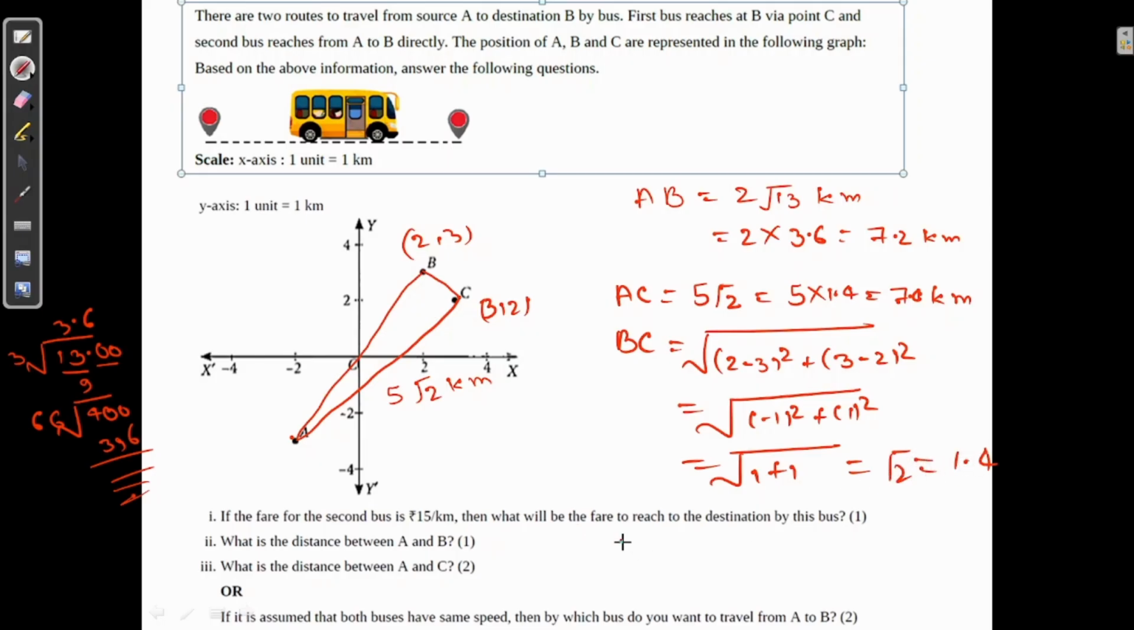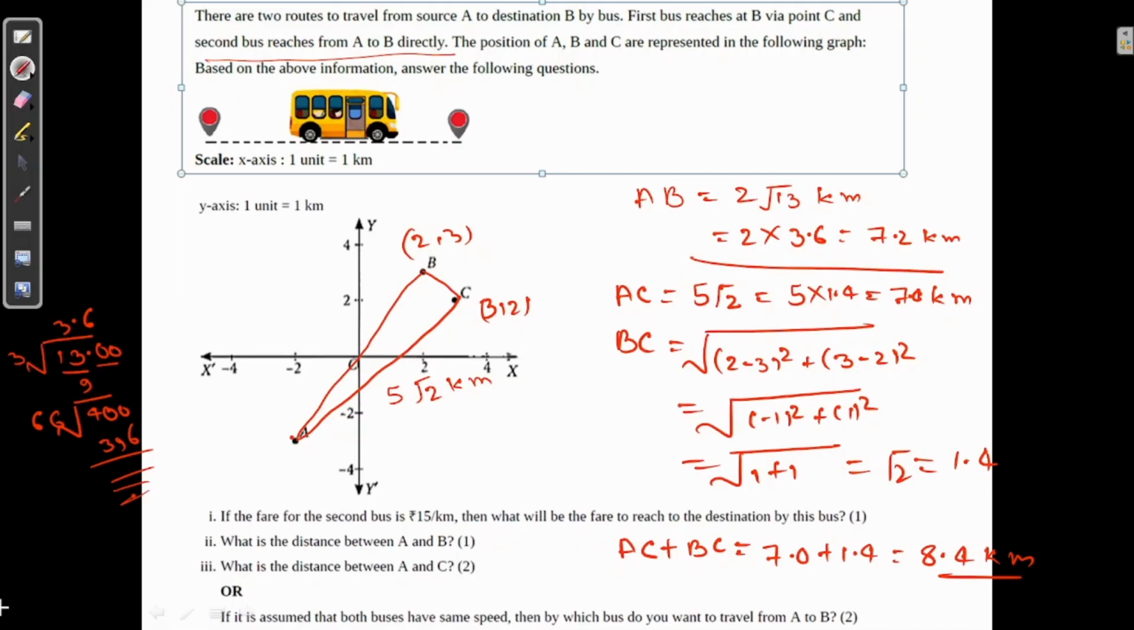Now if I am adding AC plus BC, because I have to go from point A to C first, that is AC, then from C to B, that is BC, then it will be 7.0 plus 1.4, which is actually 8.4 kilometer, which is more than AB. AB was 7.2. So I will prefer to go directly from A to B by the second bus, because the second bus is going directly. They have written the second bus from A to B directly. Yes. So I will go by the second bus. So the answer is the second bus for this question.